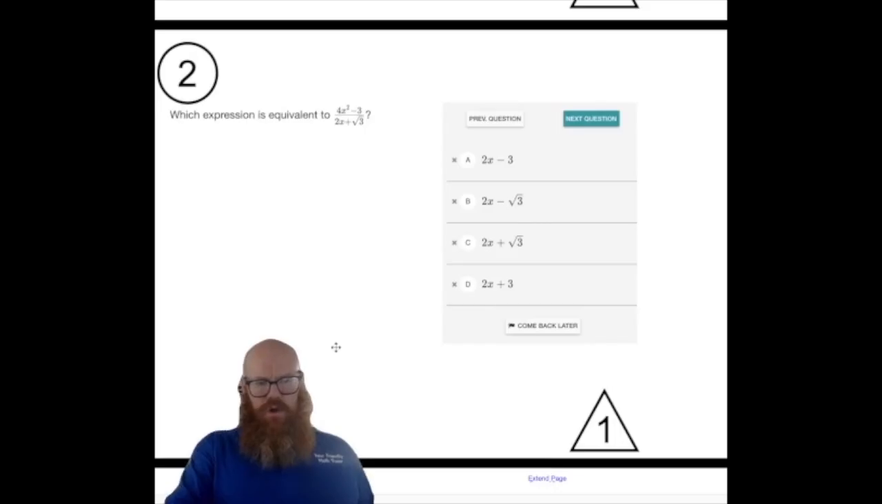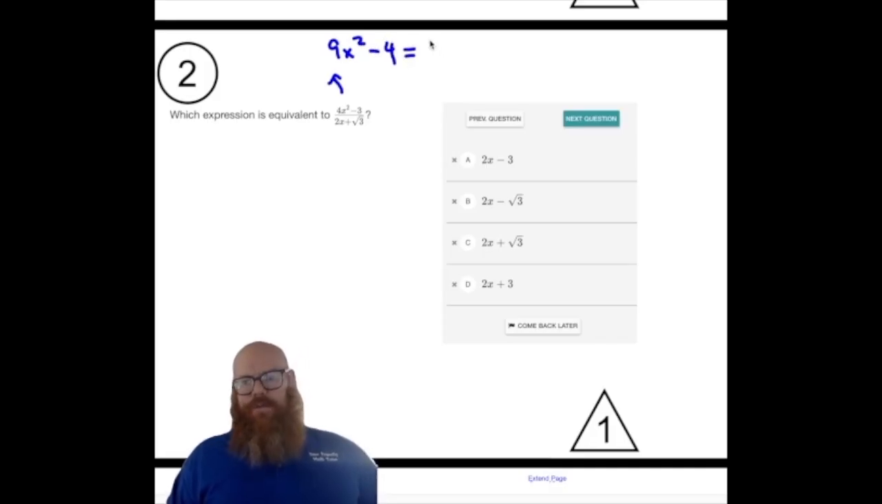All right, on to number 2. Which expression is equivalent to that? There are multiple ways to do this. What I like, a little more advanced strategy, would be: let's pretend this was 9x squared minus 4. The way you would factor that is a difference of two squares. You would do 3x minus 2 times 3x plus 2.